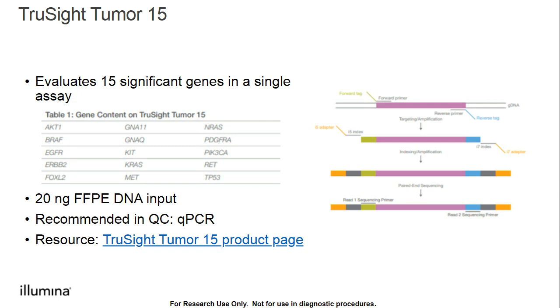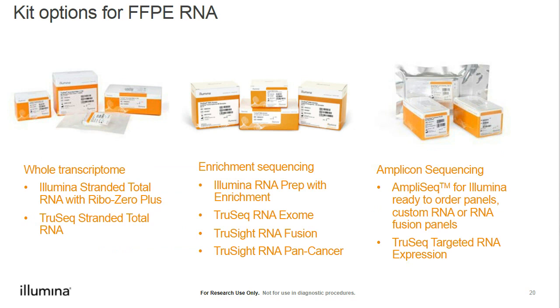So now we'll move on to the RNA options. And so just like with our DNA, we have some whole transcriptome options. We have the enrichment sequencing options, and then amplicon sequencing options.